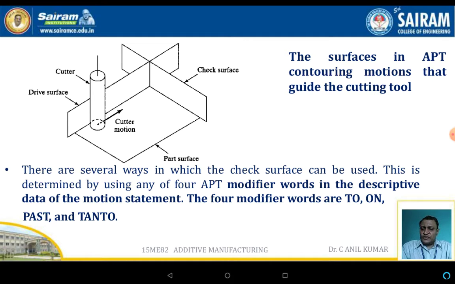There are several ways in which the check surface can be used or defined. These are determined by using any of four APT modifier words in the descriptive data of the motion statements. The four modifier words are to, on, past, and tan to. To, on, and past, we know; tan to is nothing but tangent to.